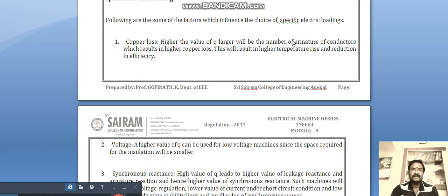The following are some of the factors that will influence the choice of specific electric loading. One is copper loss. The higher the value of q, the larger will be the number of armature conductors, which results in higher copper loss. This will result in higher temperature rise and reduction in efficiency. So when you go for a high value of specific electric loading, the efficiency is also reduced, because higher temperature will be generated.